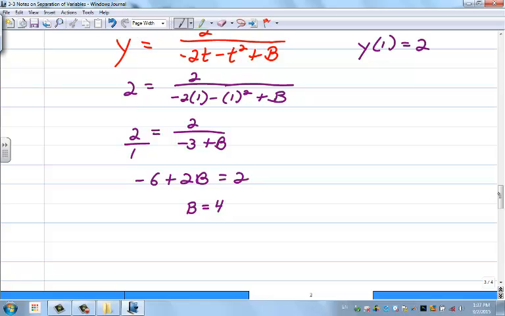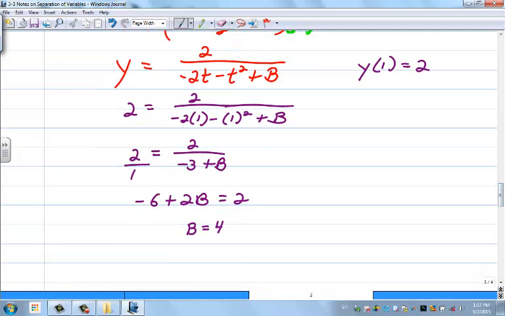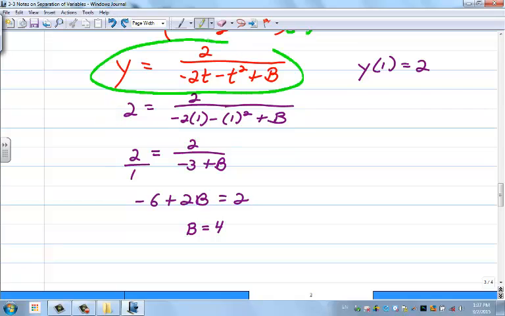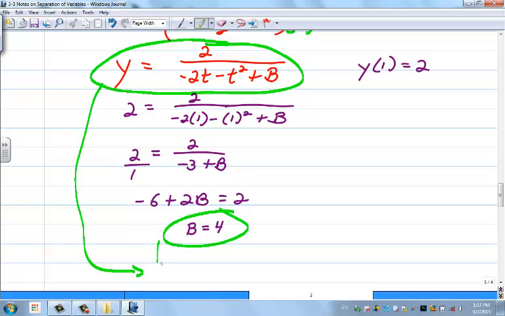So you have b equal to 4, and you have this is your solution. This is your constant. We take them, we put them together, and we get the final answer, which is the following.